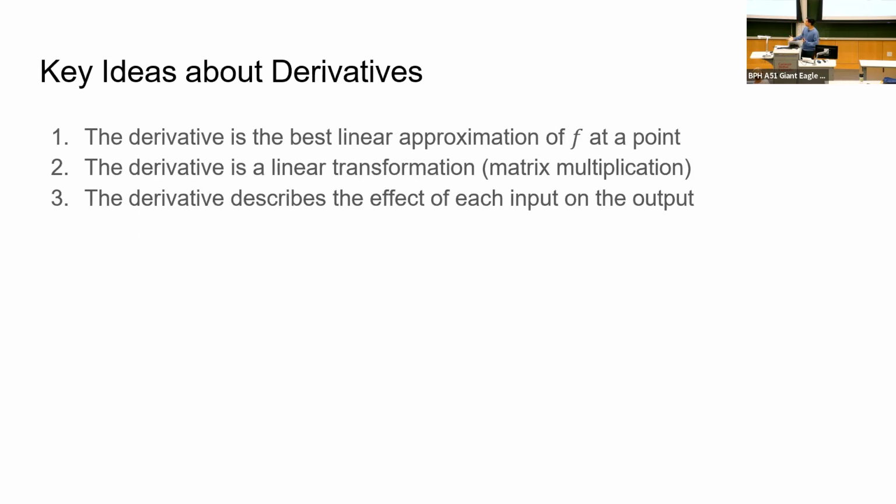All right, so the key ideas that we learned about derivatives: the derivative is the best linear approximation of f at a point. The derivative is a linear transformation, a matrix multiplication essentially, and the derivative describes the effect of each input on the output.